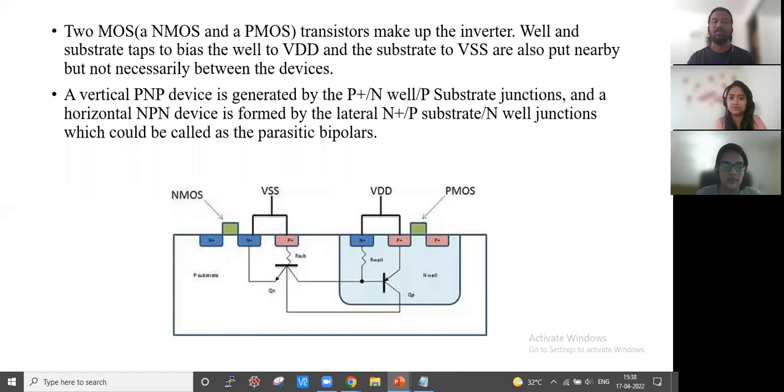So this generates into a vertical PNP device formation that is between the P plus, N well and the P substrate junction, as well as a horizontal NPN device that is formed under the NMOS and not unlike PNP, which is formed under the PMOS. So in NPN device, the lateral N plus, P substrate and N well junctions come into the picture, and they form parasitic bipolar junction transistors that are the reason behind the latch trigger.